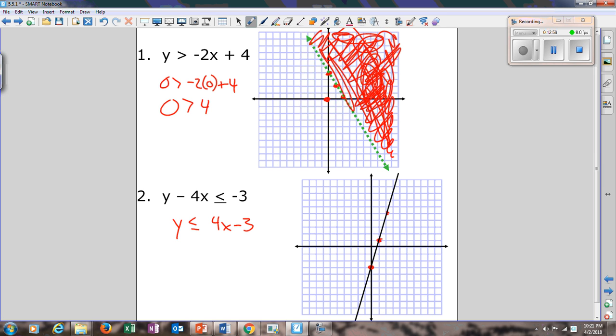Then choose 0, 0. Plug it in. 0 is less than or equal to 4 times 0. By now you should realize that that's always going to be 0. Minus 3 gives you 0 is less than or equal to -3. Since that's not true, you shade on the opposite side of the line.